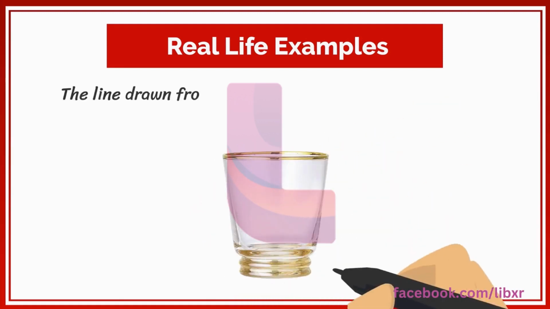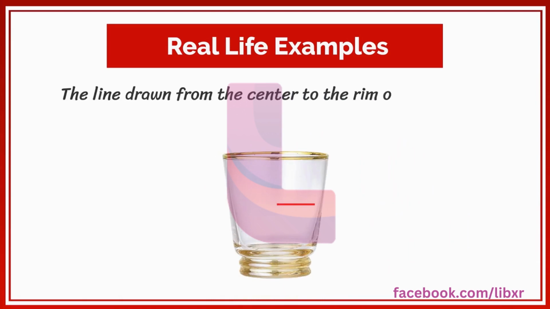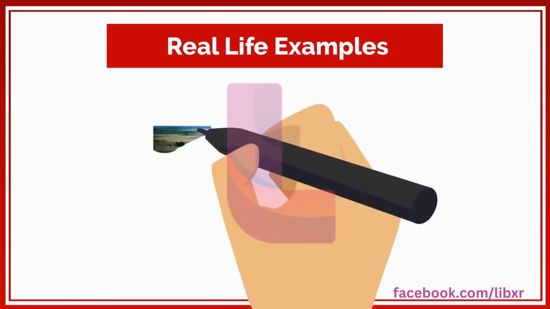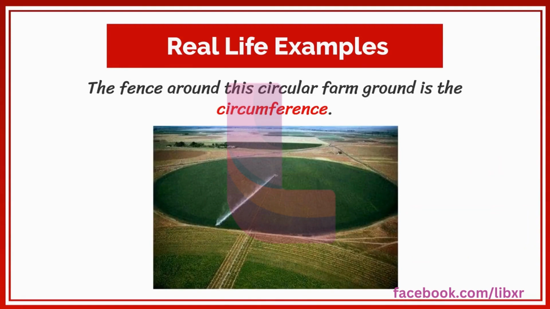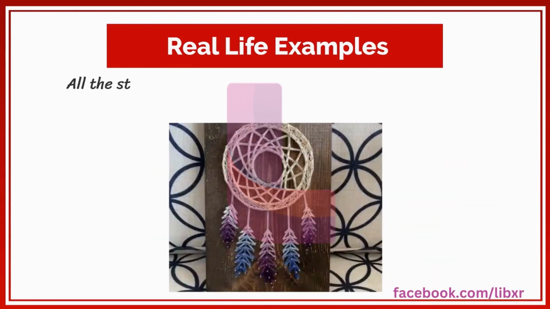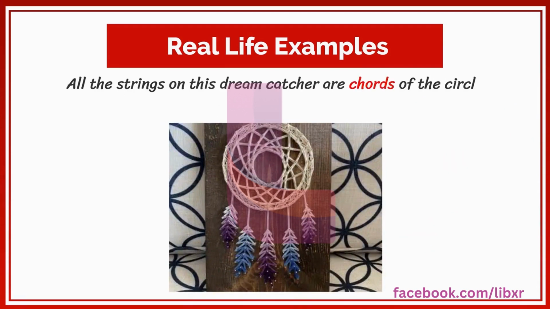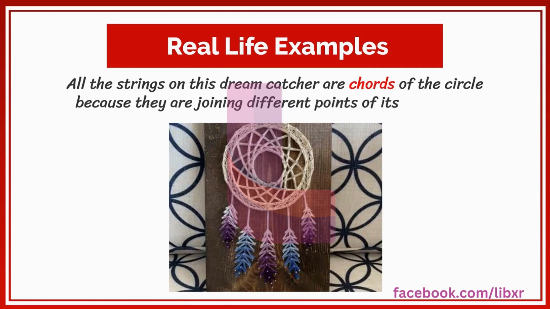The line drawn from the center to the rim of the glass is the radius. The fence around this circular farm ground is the circumference. All the strings on this dream catcher are chords of the circle because they are joining different points of its perimeter.